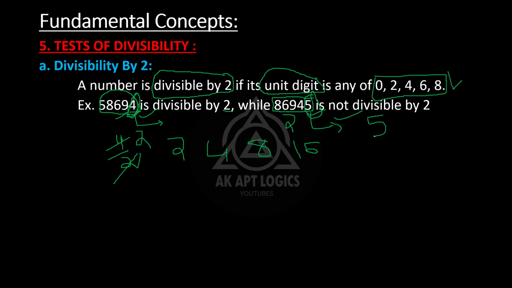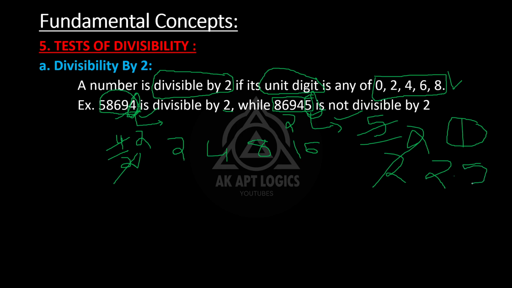5 is not completely divisible by 2 because 2 twos are 4, and the remainder will be 1. It is not completely divisible by 2. It means we are not getting a whole number, right? We will get 2.5.